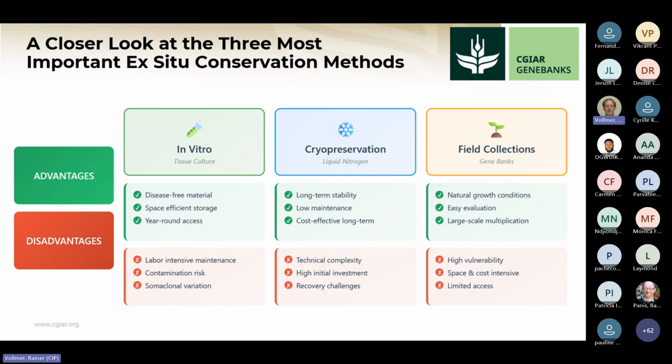Field collections, yeah, you have them under natural growth conditions. It's easy to evaluate. You can multiply it up on a large scale and use it directly. But the big disadvantage is that it's highly vulnerable. It's very cost intensive, and also access is a problem. And especially in times of climate change and pest growth and appearances, maybe field collections is not the right way to go for ex situ.